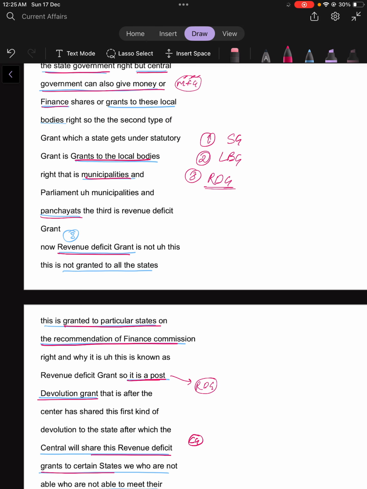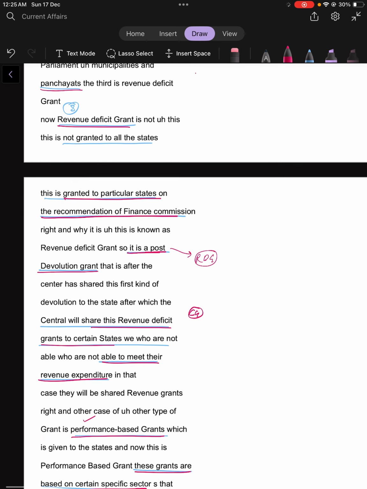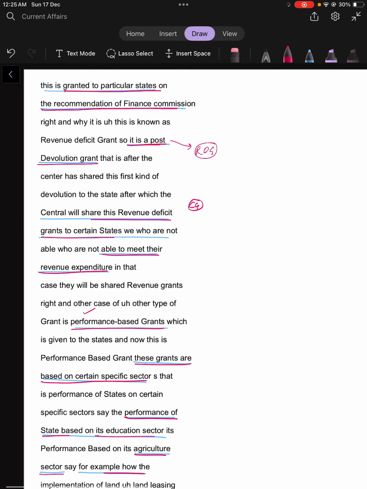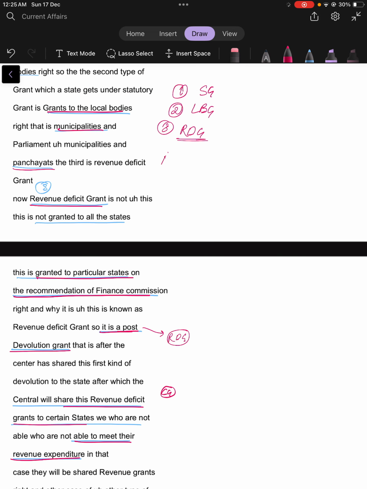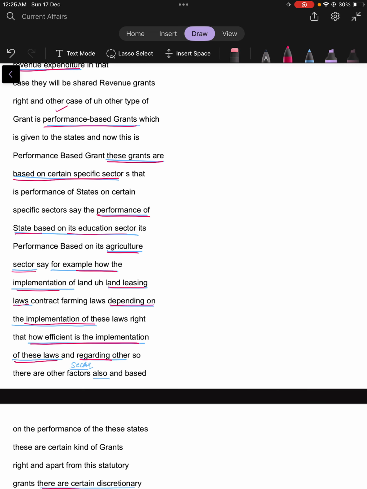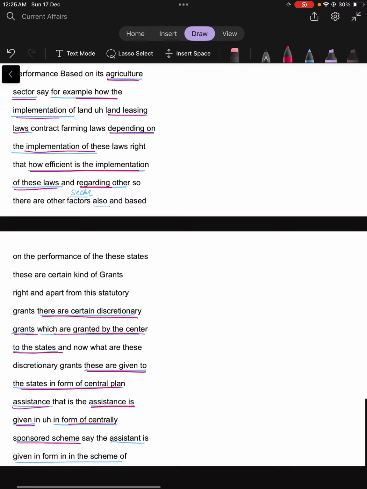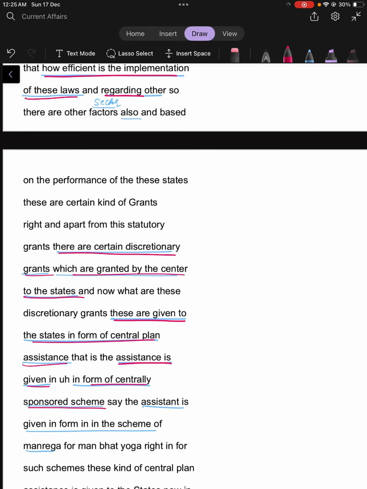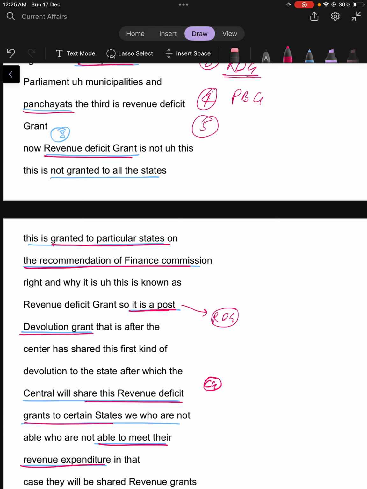So there are revenue deficit grants, then there is a performance based grant. So fourth is performance based grant, and fifth is discretionary grant.